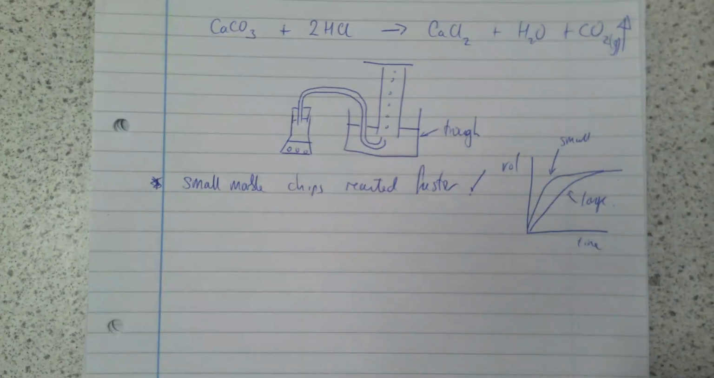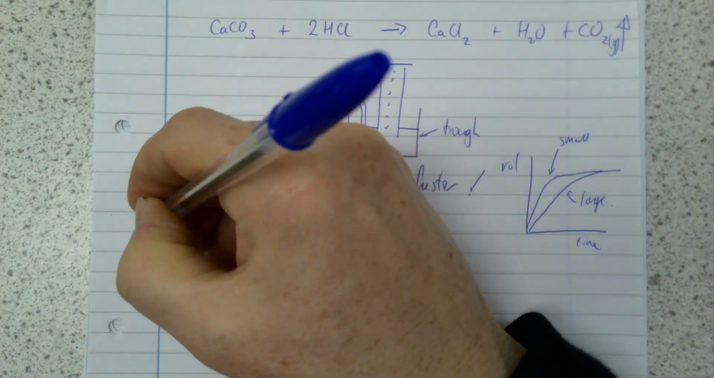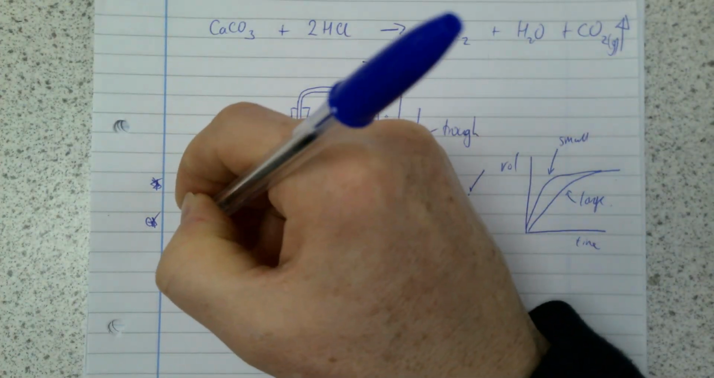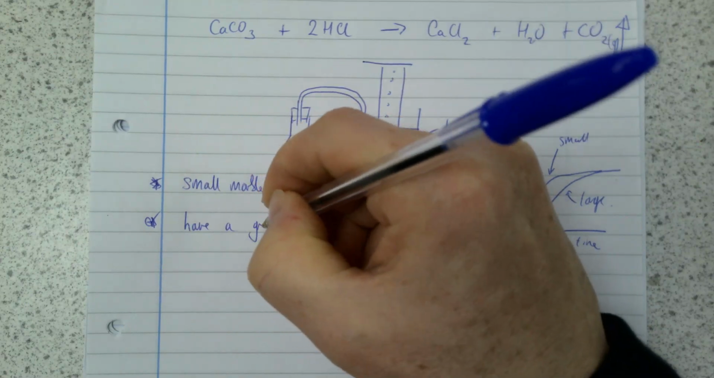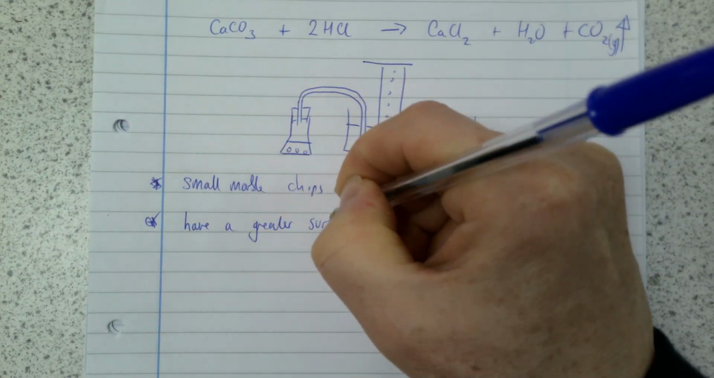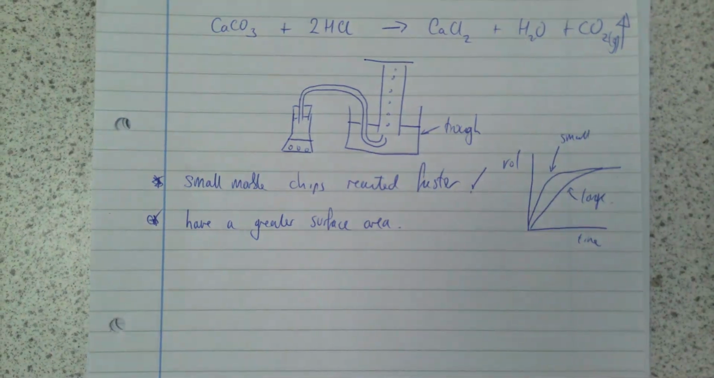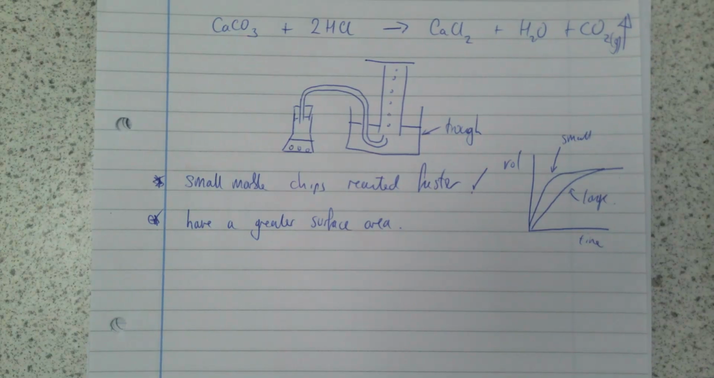Okay, so small marble chips reacted faster because they have, this is really easy, right? They have a greater surface area. And you might be asked to calculate the surface area of something, or even calculate the surface area to volume ratio of something. I've seen that in exams. So can you do that basic maths? We're not going to do that now, actually.